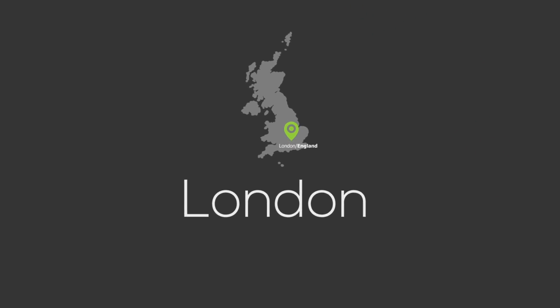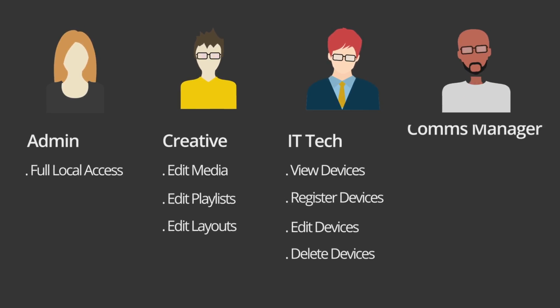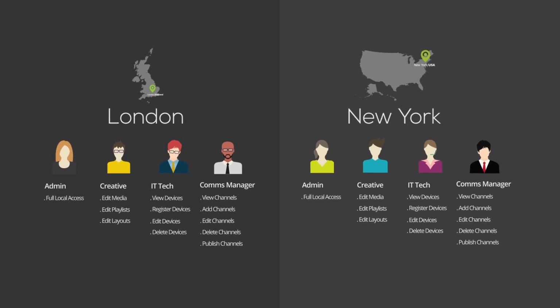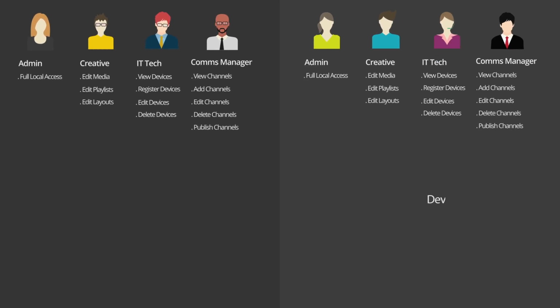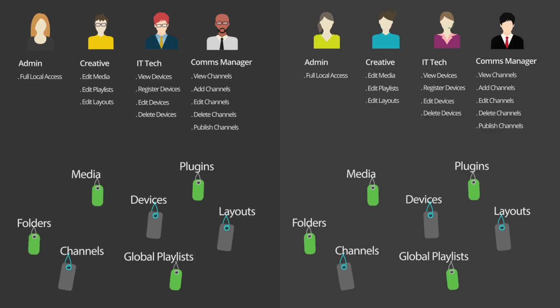Using advanced user groups, ABC Inc. can add multiple users with different user roles such as admin, creative, IT, and communications manager. They can then assign these users to user groups. By using tags, items can be assigned to each user group. So by tagging devices, media items, and so on, those items will only be visible to the relevant user groups.